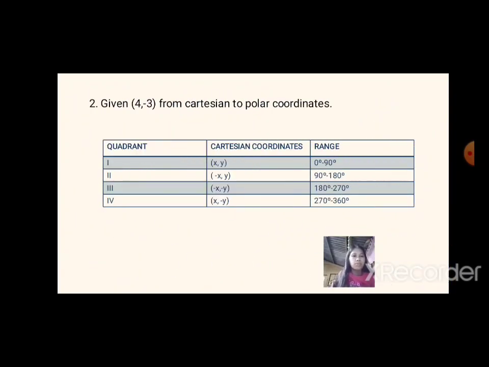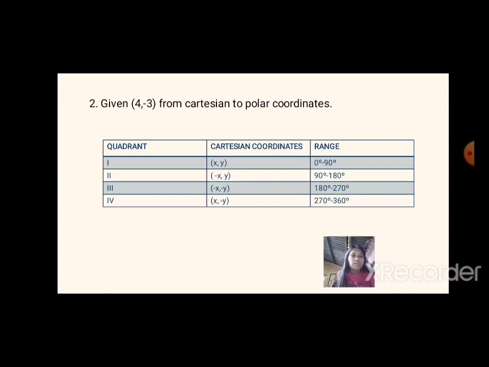So example number 2, given 4 and negative 3, convert from Cartesian to polar coordinates. So we have the quadrant, Cartesian coordinates, and range.